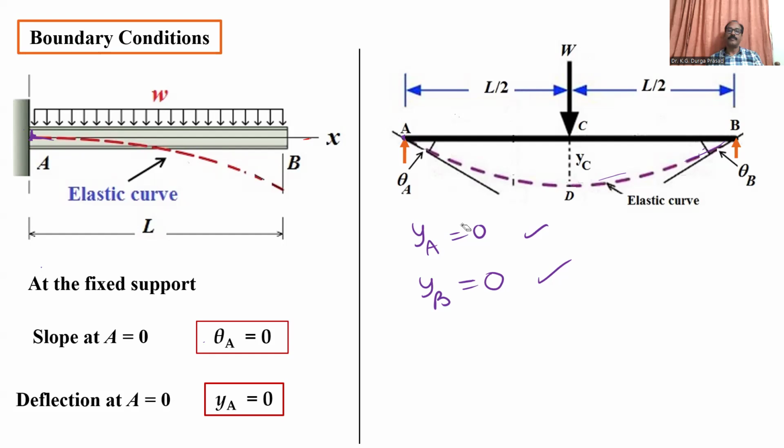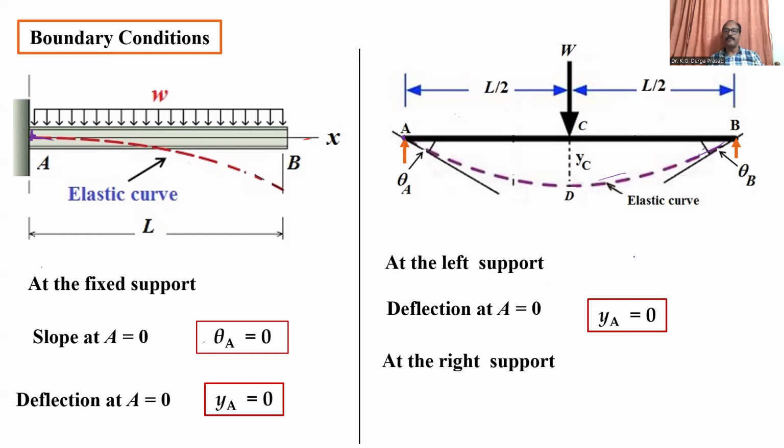Now you can see at the left support, what is the deflection? 0. Ya equals 0. And at the right support, point B, Yb equals 0, right? So to analyze a simply supported beam as well as a cantilever beam, you must follow these boundary conditions. On the left side you can see the cantilever beam. What are the boundary conditions there? At the fixed support, slope equals 0, deflection equals 0. In the case of the simply supported beam, at the supports, deflection equals 0: at the left support, and similarly at the right support, right? Remember these boundary conditions. Now, let's proceed to the application of the double integration method first, and then we go for the moment area method.